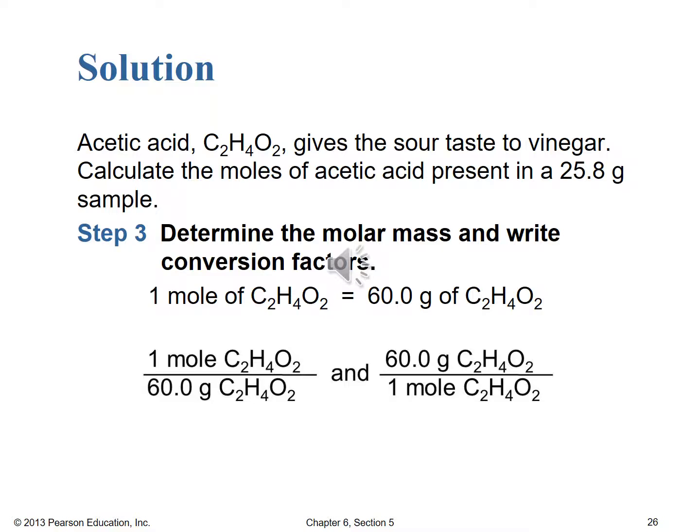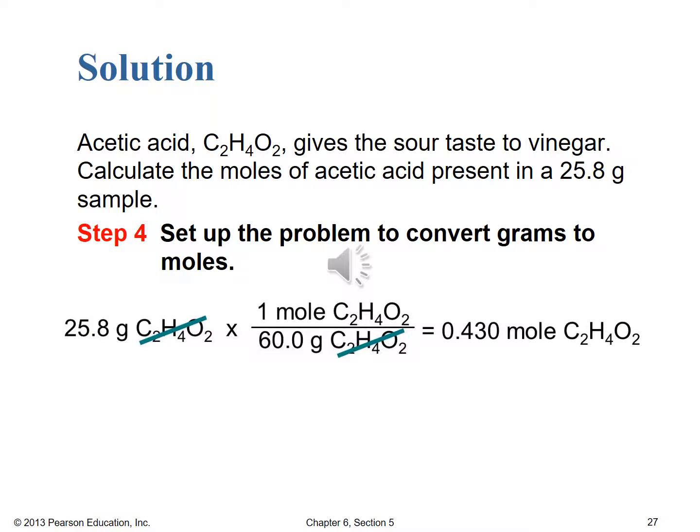So 1 mole of acetic acid, C2H4O2, gives 60.0 grams of acetic acid: 12.0 grams for the carbon, and we have 2 of those to give 24.0 grams of carbon, plus 4 times 1.0 gives us 4.0 grams of hydrogen, plus 16.0 times 2 gives us 32.0 grams of oxygen, and when we sum those values, we arrive at 60.0 grams total. So we can either say 1 mole of acetic acid over 60.0 grams for our conversion factor, or 60.0 grams of acetic acid over 1 mole of acetic acid for our conversion factor.